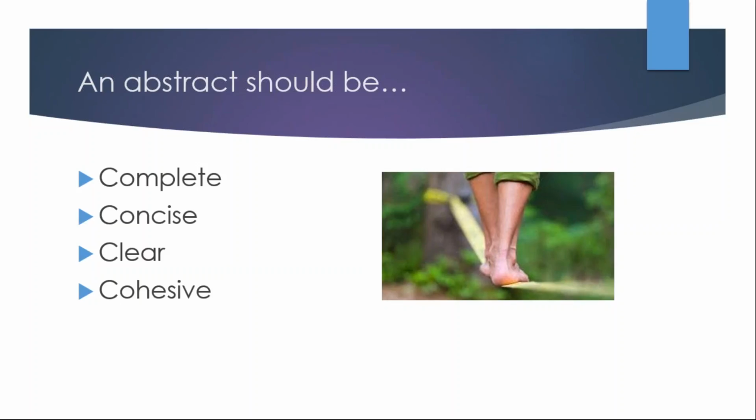You want it to be clear, so it needs to be readable, well organized with no abbreviations. And you want to ask yourself, is your abstract able to be understood by someone who's outside of the field? So reviewers may not have specialty in your exact area, so you want them to be able to understand what you're talking about. And then overall, you want the abstract to flow, so it needs to be cohesive.